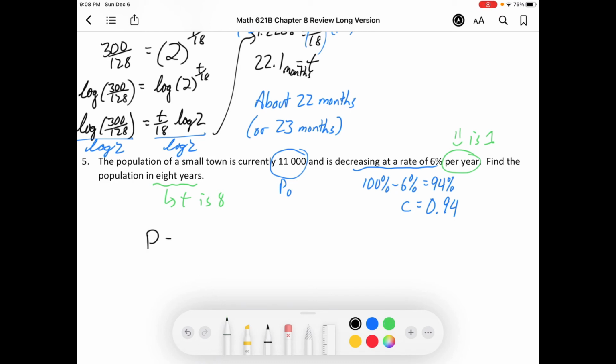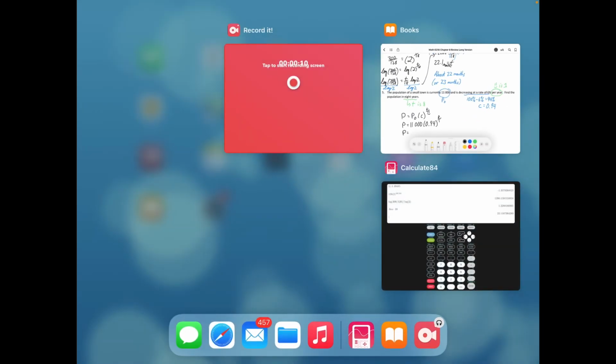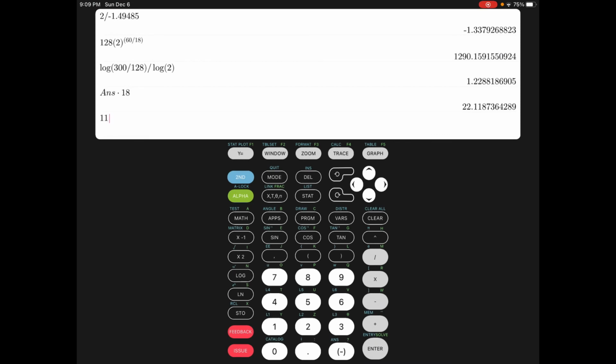Let's plug this in. I've got my full-service formula. It'll do me for pretty much every exponential application. 0.94 to the 8 over 1. You might not want to write that over 1. And you can see here that there are no unknowns up in the exponent, so we can just work this through on a calculator.